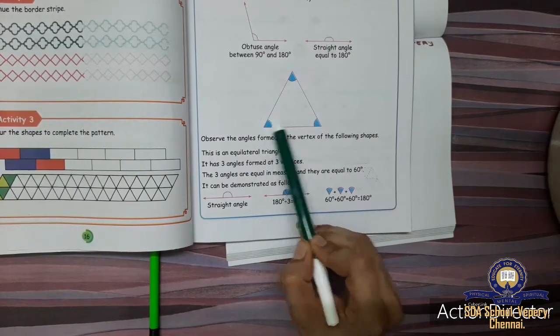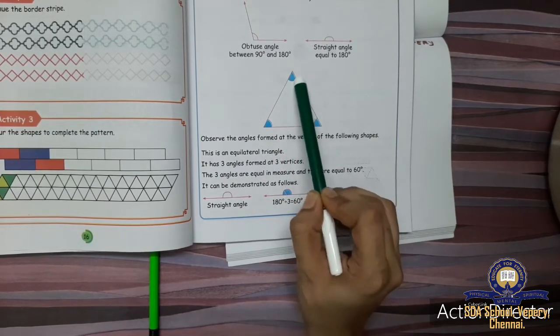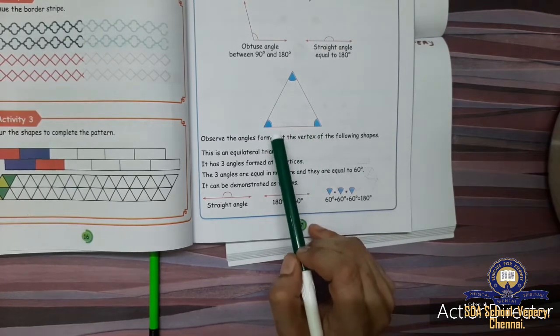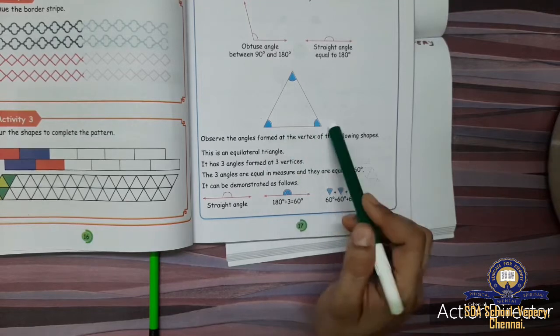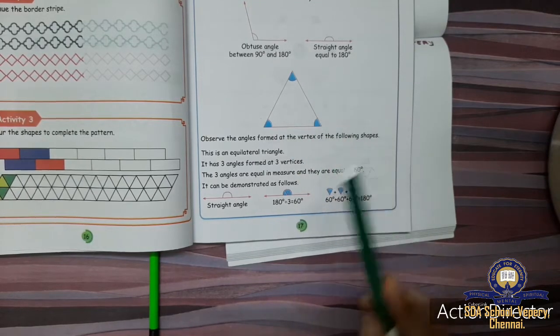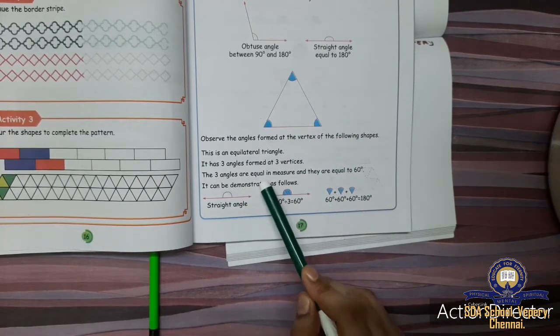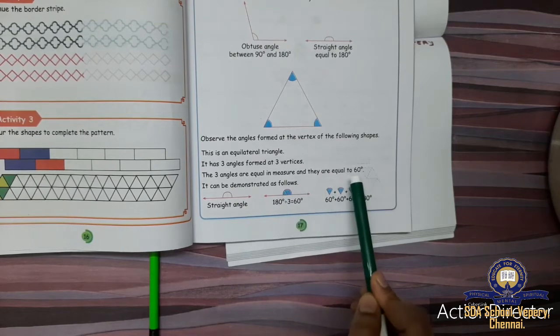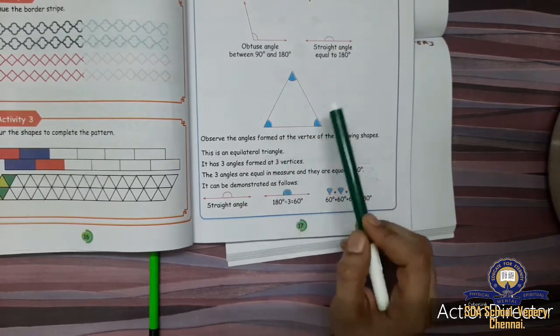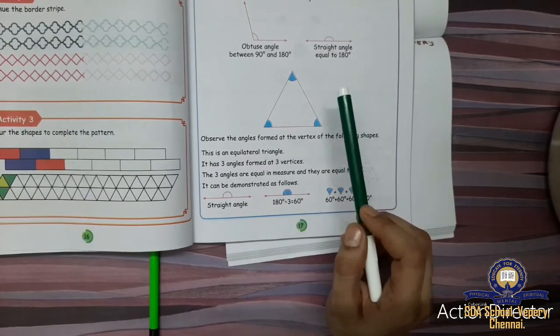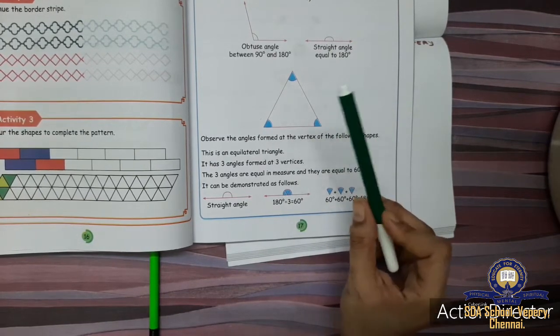So this is one angle, this is one angle, this is one angle. Three angles at three vertices. So there are three angles in this equilateral triangle. The three angles are equal in measure and they are equal to 60 degrees. That is what they are telling us: these three angles are equal in measurement, and they are at 60 degrees.